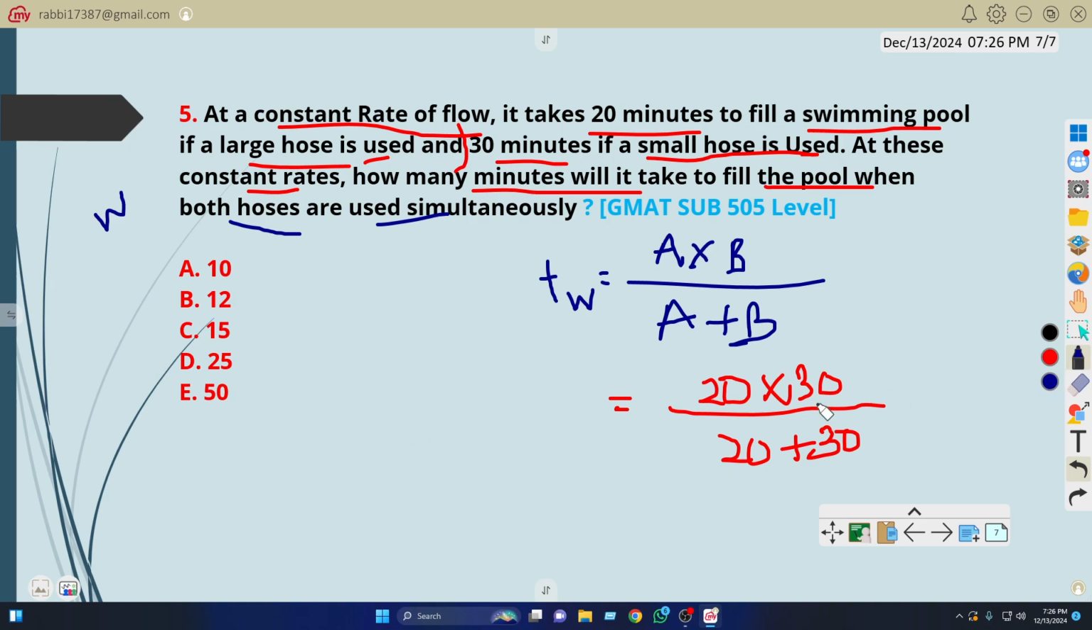So 20 multiplied by 30 is 600, divided by 20 plus 30, which is 50. So we can identify the answer, which is only 12. If you use the formula, you can easily solve the math, and it is an easier and more technical way.